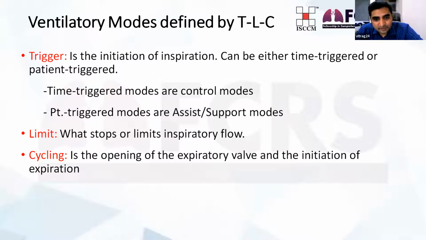Now, what limits the ventilation? Whatever values we set in the ventilator, like setting a tidal volume of 400, setting the flow, setting the inspiratory time, all these are our target or limit, which stops or limits the inspiratory flow. And what cycles from inspiration to expiration? Cycling is the opening of the expiratory valve and initiation of expiration. In certain ventilators, you can see the expiratory trigger, which is a percentage of peak inspiratory flow. For example, when peak inspiratory flow decreases from 100% to 30%, the expiratory valve opens and initiates expiration.